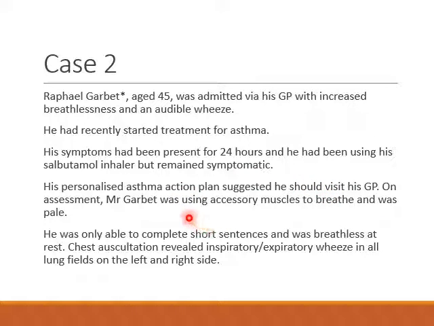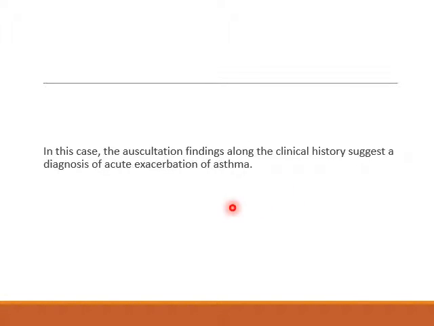On assessment, Mr. Garpet was using accessory muscles to breathe and was pale. He was only able to complete short sentences and was breathless at rest. Chest auscultation revealed inspiratory and expiratory wheeze in all lung fields on the left and right sides. So this is an acute exacerbation of asthma, right?